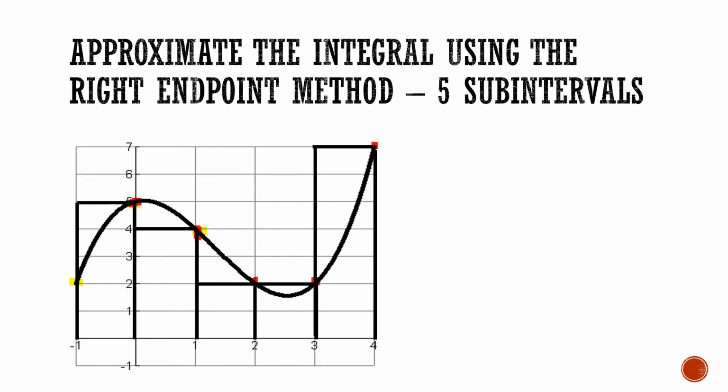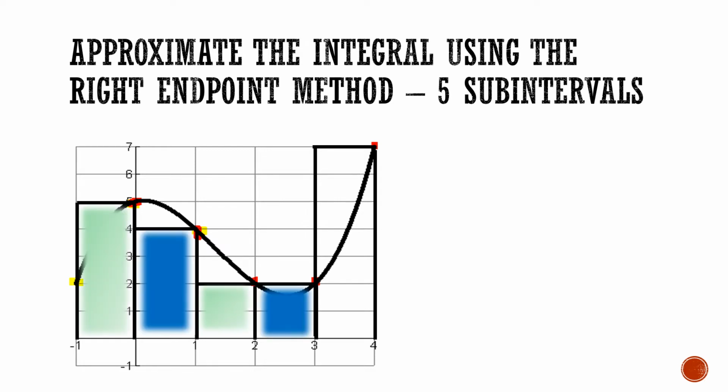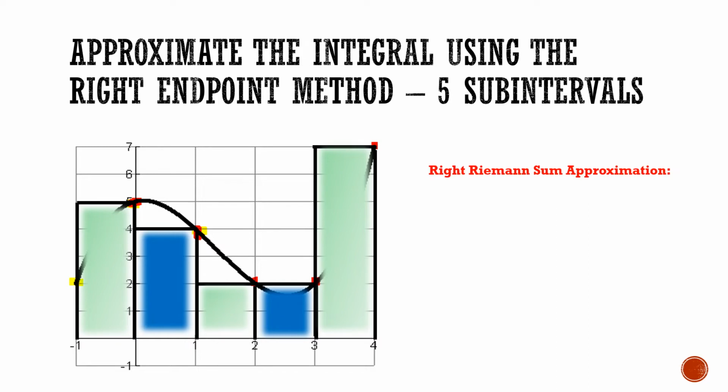All right, once I have my intervals and my rectangles created, I shade in each rectangle. I typically use 2 different colors just so I can see the different shading, but you can shade it in however you want. All right, so I shade in each rectangle. And then what I want to do is find the area of each rectangle to get an approximation. So for my right Riemann sum approximation, I'm going to take the area of each rectangle.